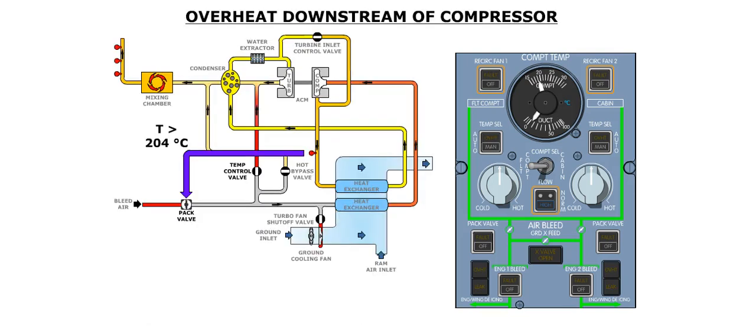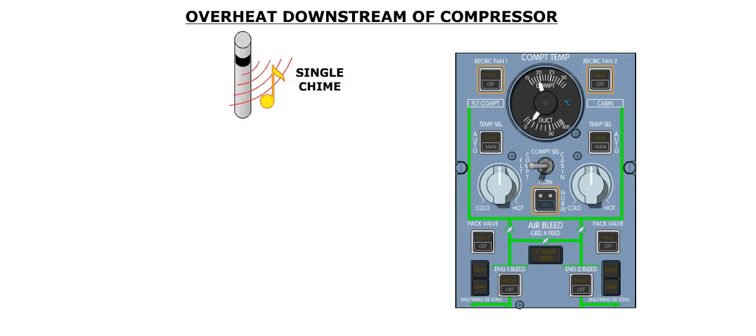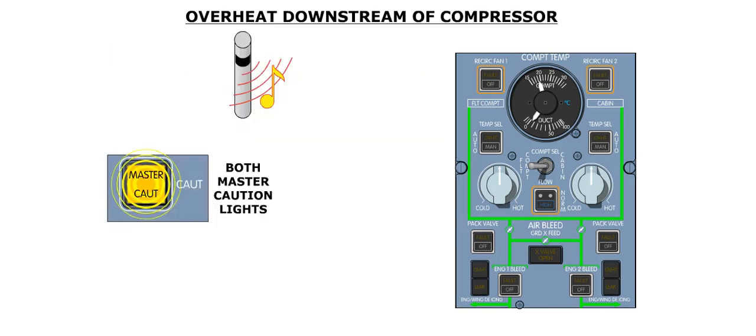If the temperature out of the compressor section of the pack exceeds 204 degrees Celsius, the pack valve will automatically close, and a flight warning system, or FWS, caution will be triggered. This consists of a single chime. Both master caution lights will flash.